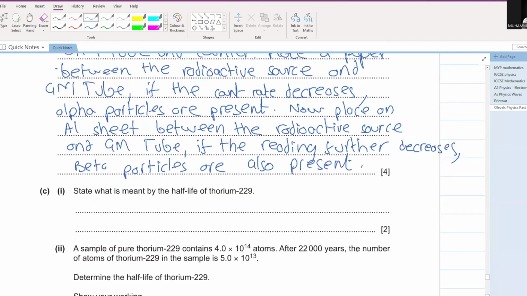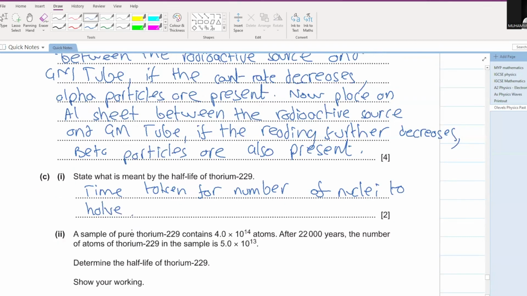State what is meant by half-life of thorium 229. Time taken for the number of nuclei to half. You can write here: time taken for the number of nuclei to half. Simple. Let's further move ahead.